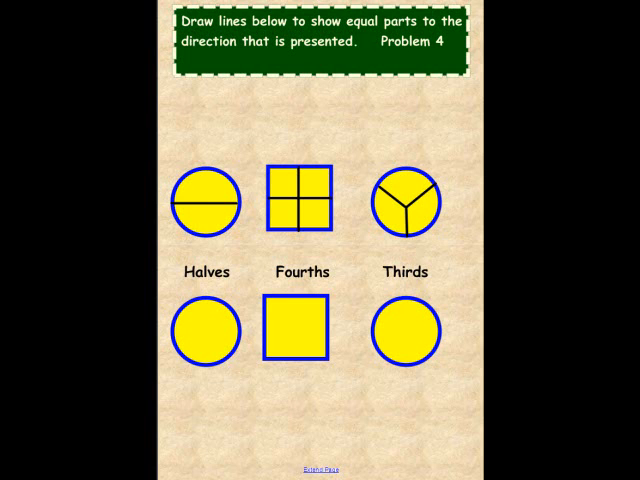Thank you for working with us on all of the problems that we presented to you. Wholes and equal parts. And if you would, please pick up an eraser and erase these answers. Thank you.